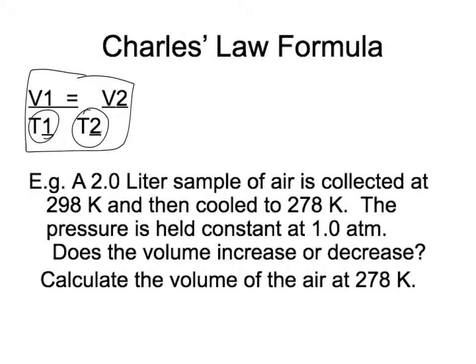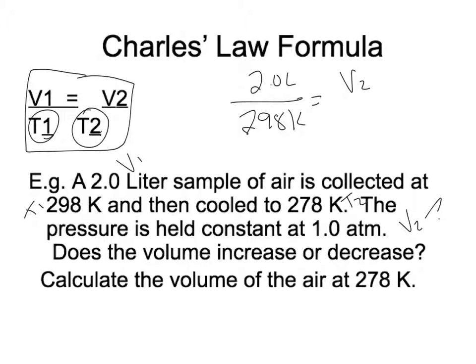So let's take a look at this one. We've got a 2-liter sample, V1, collected at 298, T1. It's cooled, T2, and we want to know what's V2. Okay, so we're going to go 2 liters over 298 Kelvin is going to equal V2 over 278 Kelvin. We're going to cool this down. So without even doing any math, we know we're cooling this down, so the volume's got to be less than 2.